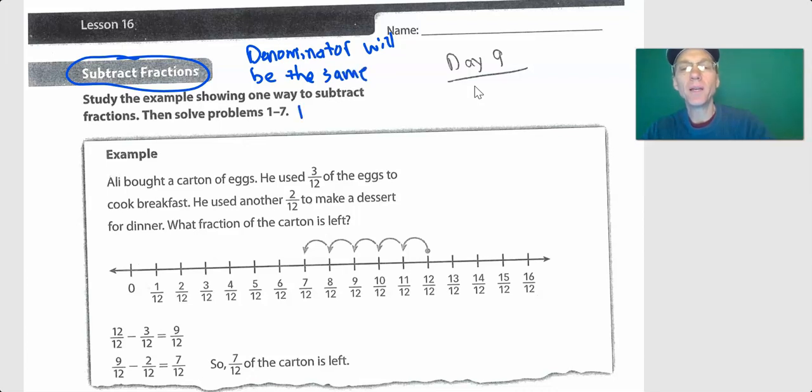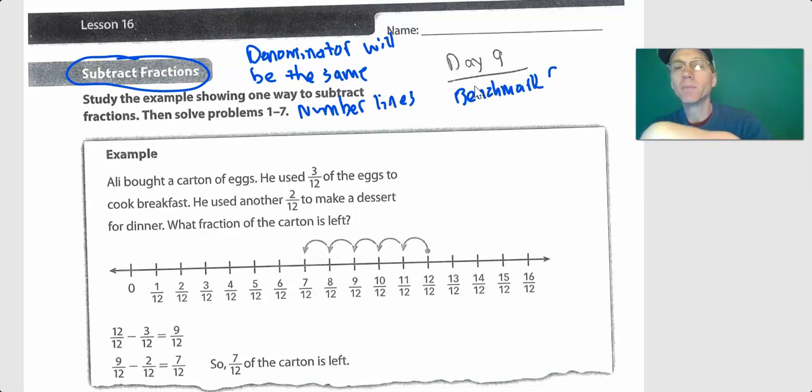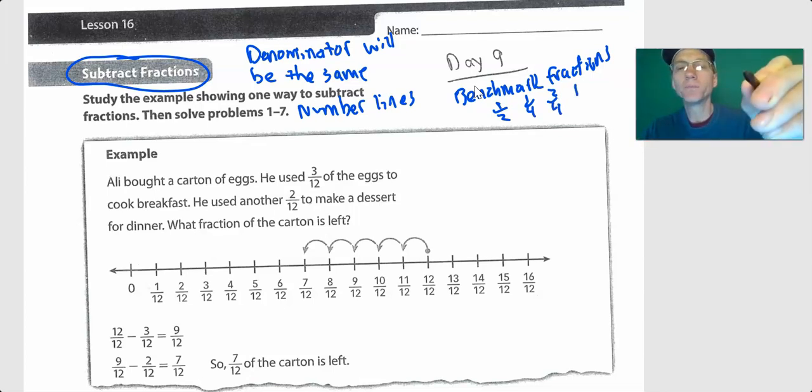One of the things we're going to look at is the state wants you to understand number lines and fractions, let's say benchmark fractions. Hopefully you remember a little bit of that. Benchmark fractions are things like 1/2, 1/4, 3/4, common fractions that we know, and 1 whole. So we'll start with that.